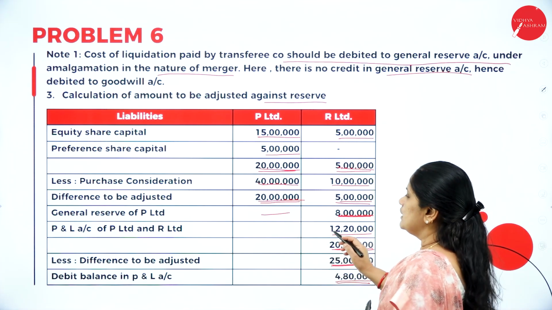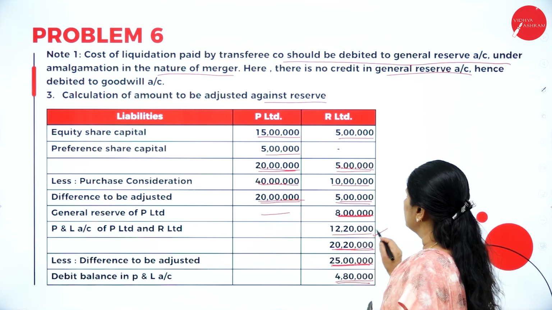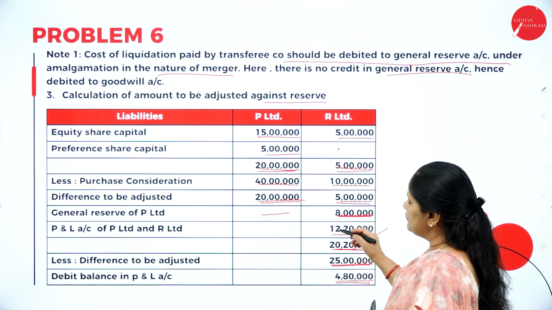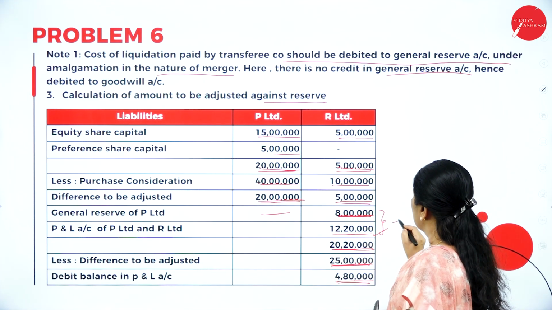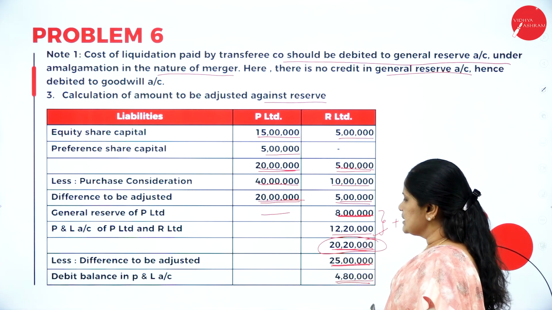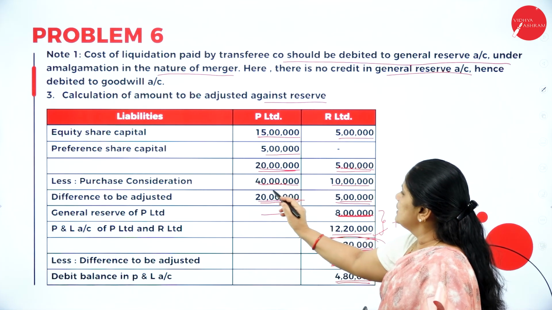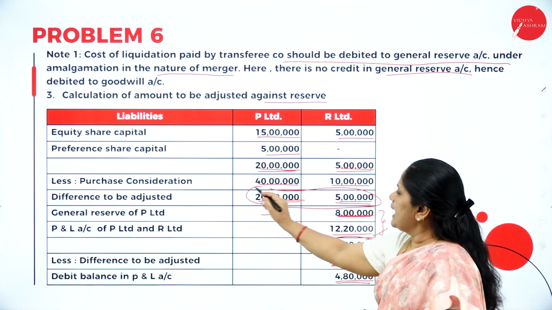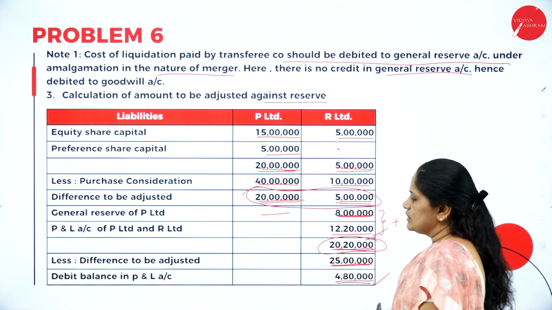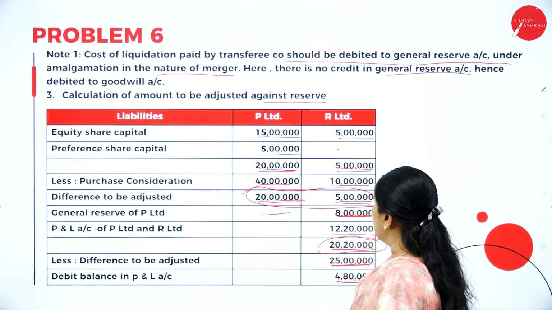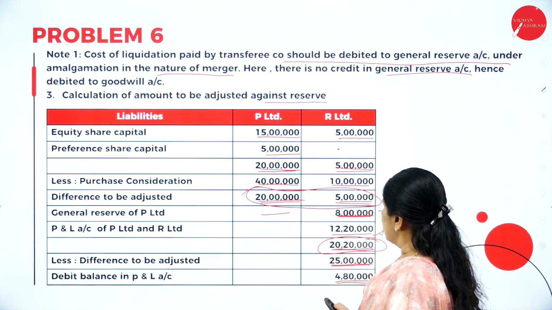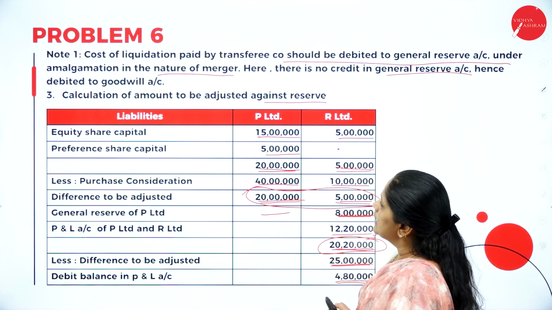So, here the total profit and loss account of both P Limited and R Limited is 12 lakhs 20. You add the profit and loss account and general reserve, you add both together. So, we get 20 lakhs 20,000. From this, you deduct this total difference, 20 lakhs plus 5 lakhs. From this, you deduct 25 lakhs. So, the debit balance in P&L account is 4 lakhs 80,000. So, this is the amount to be adjusted against the reserve.